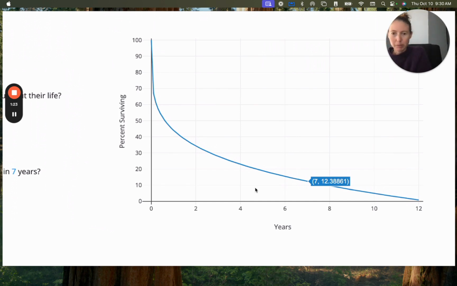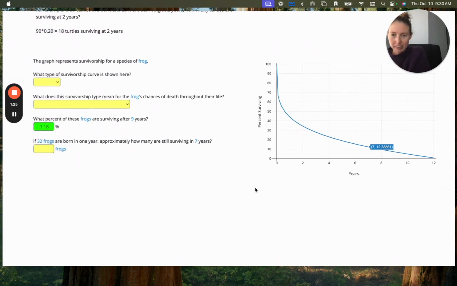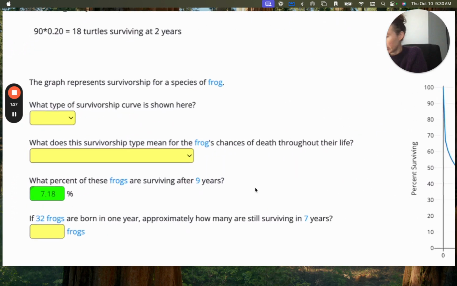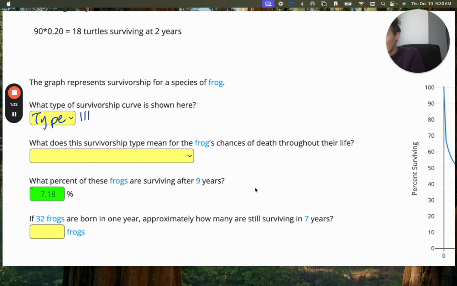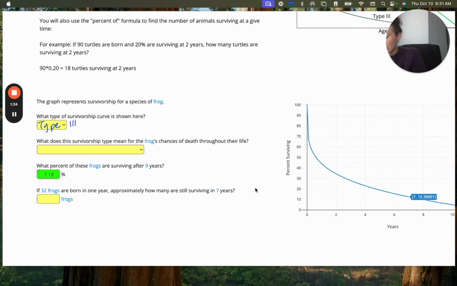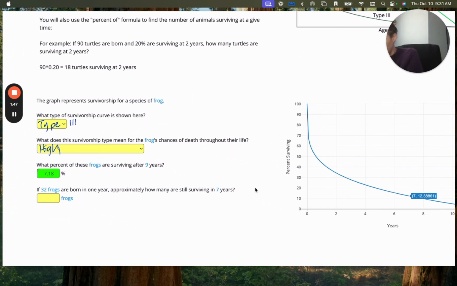So now we're going to answer some questions about it. The first question, which type of survivorship is shown here? So you would choose type 3. And then what does this survivorship type mean for the frog's chances of death throughout their life? So we would say their chances of death are high early in life. So opposite of survival, so high chance of death early in life.